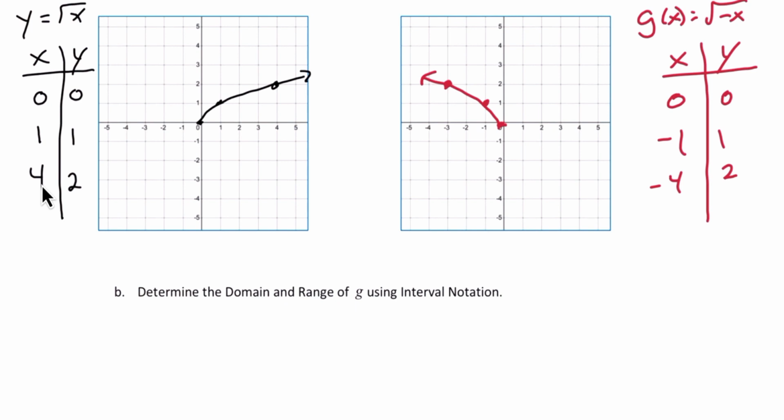Up next, we want to determine the domain and range of g. Keep in mind g is this red graph. Domain, remember, are all the x values. So looking at the graph, we can see that x is going to go from -infinity to 0, including the 0. And the range are the y values. The y values start at 0 and continue on forever.